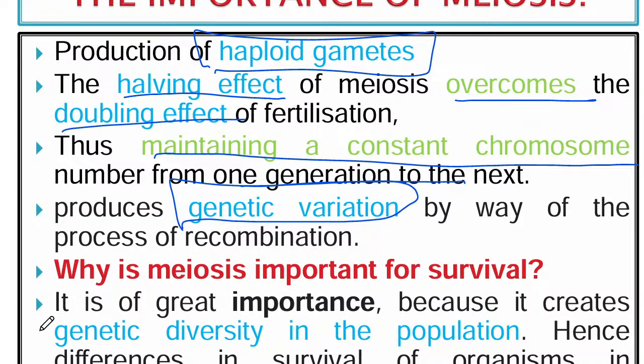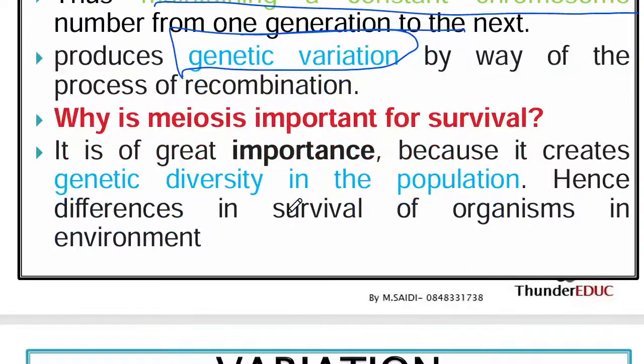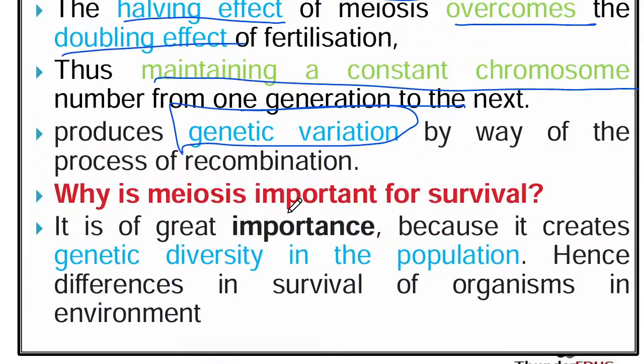Then another one is to cause genetic variation. That is very, very important. You have to know that it causes what? Genetic variation. Okay, then another one is haploid gametes, genetic variation, and then also maintaining the chromosome number from generation to generation. Those are the major functions of what? Of meiosis.